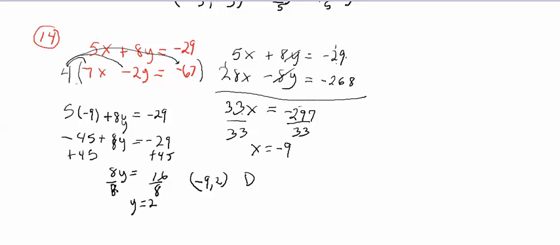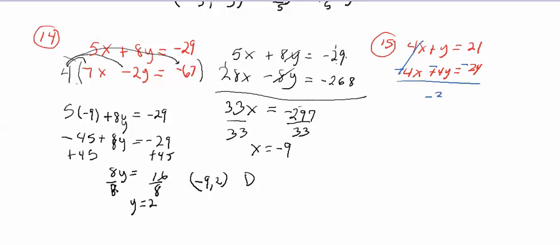Okay, final one. Number 15. I'll try to get it fitted in over here on the side. 4x plus y is equal to 21. 4x plus 4y is equal to 24. Okay, so now I need to eliminate. I'm going to eliminate the x's. I'm going to make this a -4. I'm going to make that a -4 and make that a -24.